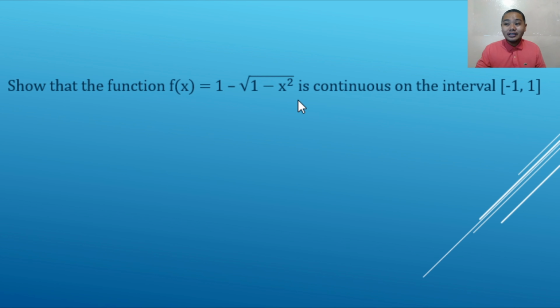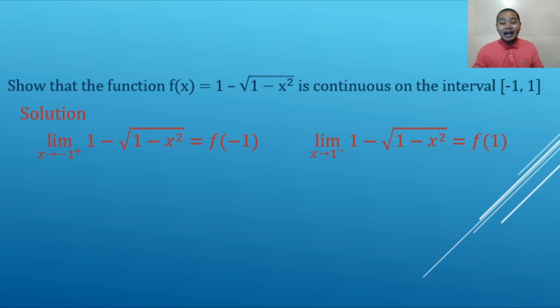Okay? So, dito nyan, ayan siya. So, the limit of 1 minus the square root of 1 minus x squared as x approaches to the right of -1 is equal to, is it equal to f of -1, at saka yung the limit of that function as x approaches to the left of 1, is it equal to f of 1? So, kung gagamitan mo to ng table, or gagamit ka ng graph dito, you will notice that yung limit, it will approach to +1. Ayan siya.